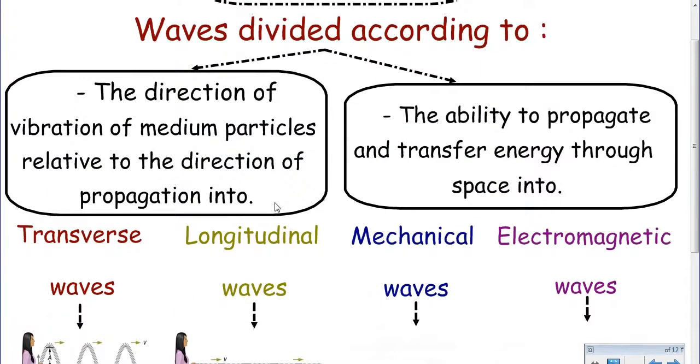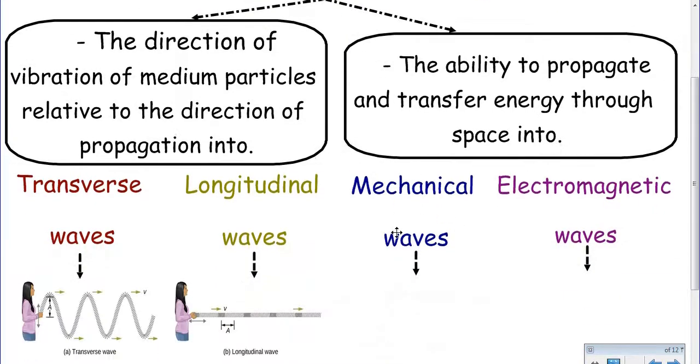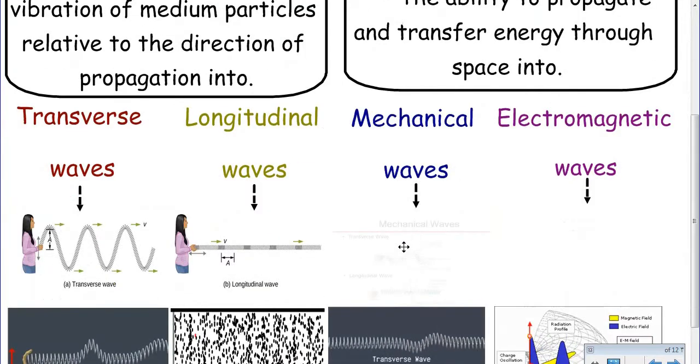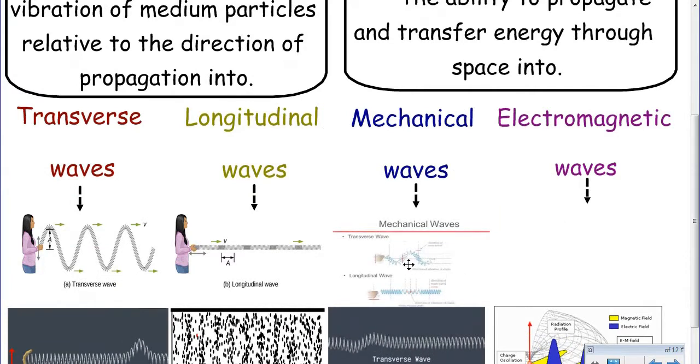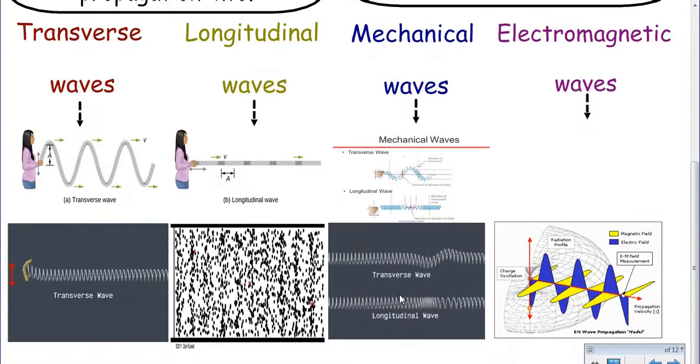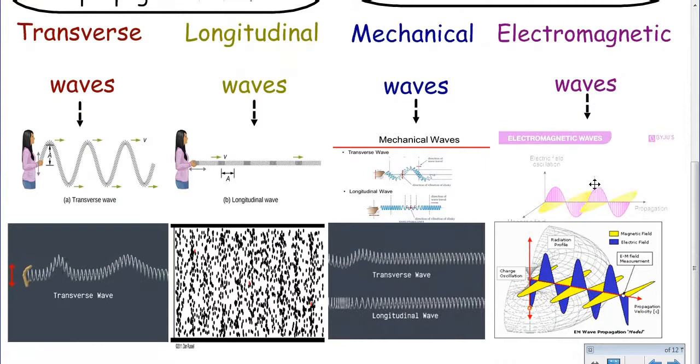The second factor helps us to divide the types of waves into another two types: according to the ability to propagate and transfer energy through space, or the need for a medium to propagate, like mechanical waves and electromagnetic waves. Mechanical waves need a medium to propagate, but electromagnetic waves don't need a medium to propagate. Okay, and the mechanical waves may be transverse waves like this or longitudinal waves like this. Okay, but electromagnetic waves, all of them are transverse waves.